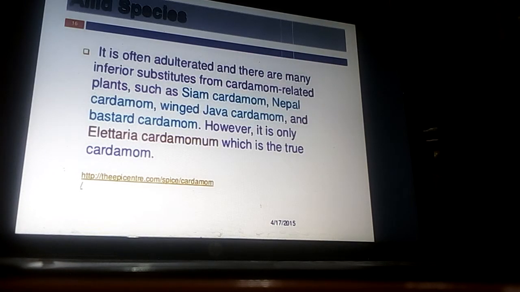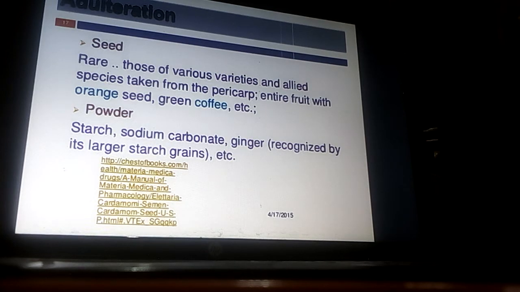Now some adulterated species of cardamom. It is often adulterated, and there are many inferior substitutes from cardamom-related plants: Siam cardamom, Nepal cardamom, Java cardamom, bastard cardamom. These are the substitutes of Elettaria cardamomum. Seeds of various varieties are available. Entire fruit with orange seeds or green coffee seeds are allied species. In the powder, starch, sodium carbonate and ginger are mixed with the cardamom powder.